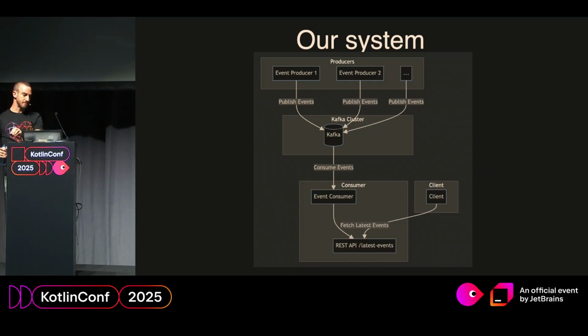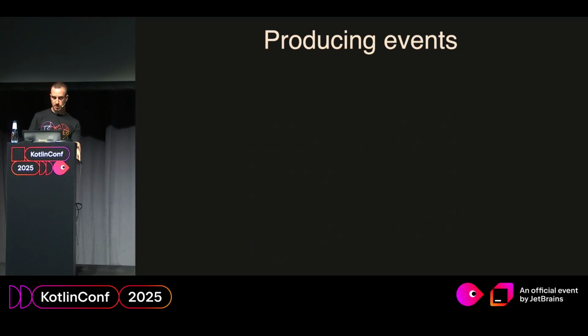So we have a system. We have an event producer that produces events on some frequency. It publishes those events to Kafka, and then we have an event consumer that would consume those events, store them in memory, and then we would have a client that would request those events from a REST endpoint. Okay? Yeah, that makes sense.